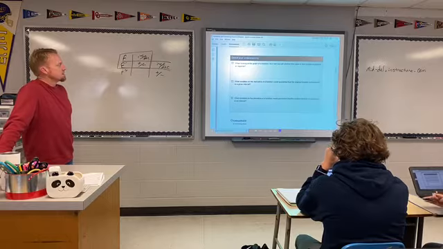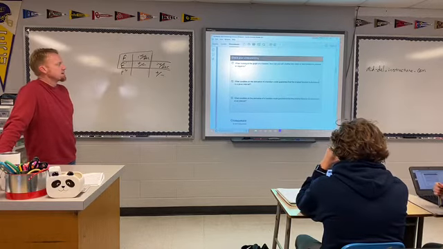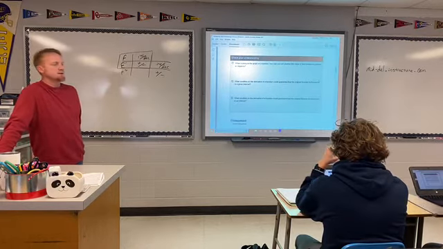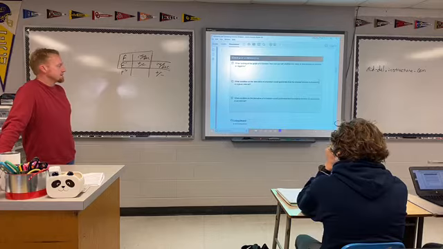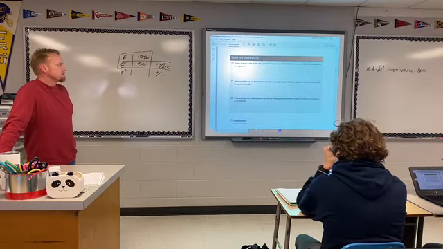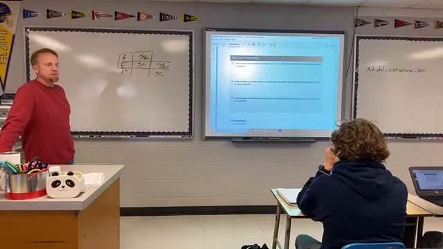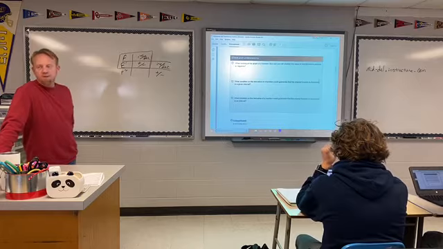What condition on the derivative of a function would guarantee that the original function is increasing on a given interval? Jessica, what do you think? If the derivative is positive. If the derivative is positive, very good. What condition on the derivative would guarantee that the original function is decreasing on an interval? Gavin? If the derivative is negative. Very good.